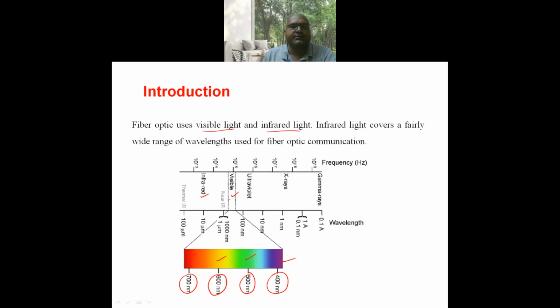And mostly for optical fiber communication, infrared lights are used for different windows of optical fiber communications. The first one is the 800 nanometer window, and the next is the 1310 nanometer window, and the next is around 1500 nanometer. These three windows are mostly used for optical fiber communication.